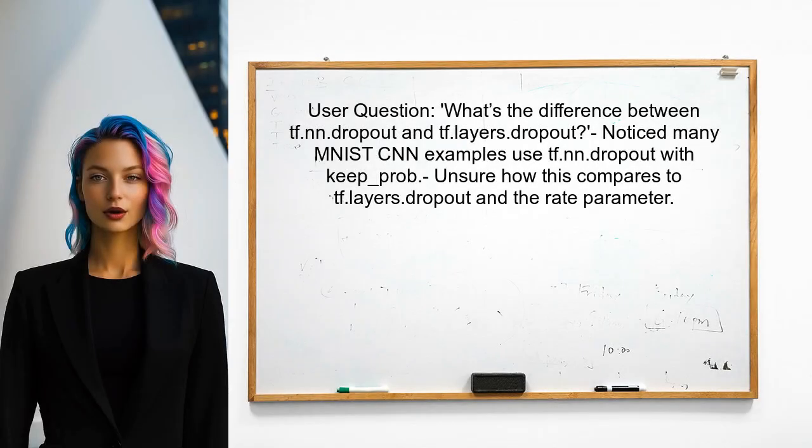Let's look at the specific question that sparked this discussion. One user asked, what's the difference between tf.nn.dropout and tf.layers.dropout? They noticed that many MNIST CNN examples use tf.nn.dropout with a parameter called keep_prob, but they were unsure how this compares to tf.layers.dropout, especially regarding the rate parameter.